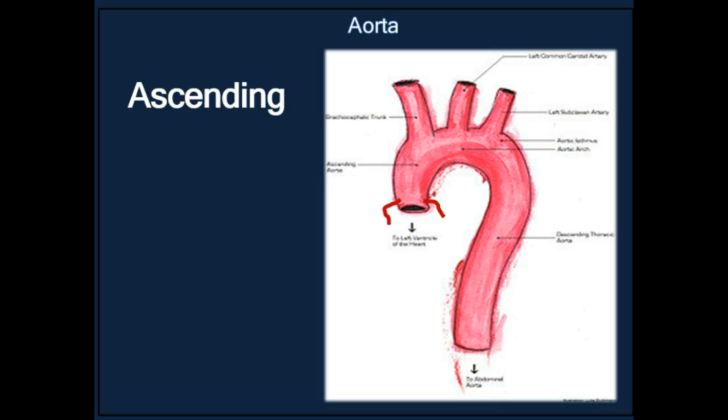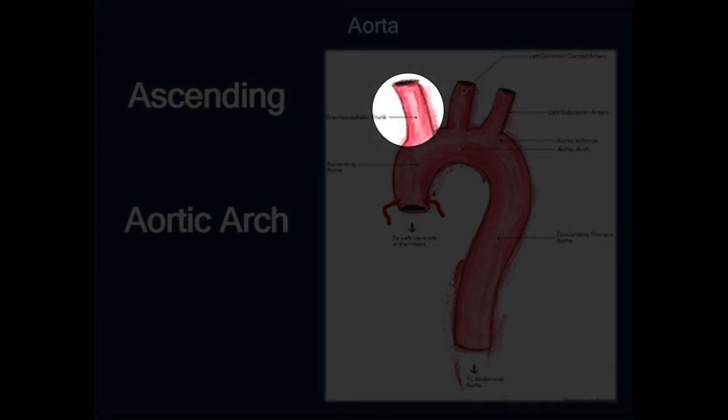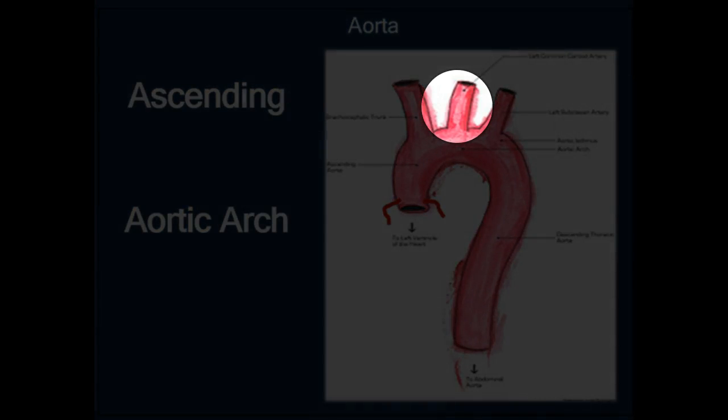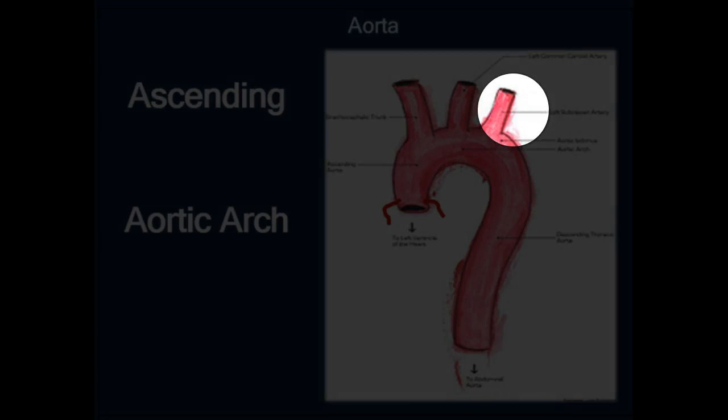The second region is the aortic arch, which has three major branches. The brachiocephalic artery, which transports blood to the right side of the head and neck, and then divides into the right subclavian artery leading to the arms and the right common carotid artery. The next branch from the aortic arch is the left common carotid artery, and the third branch is the left subclavian artery transporting blood to the left arm.